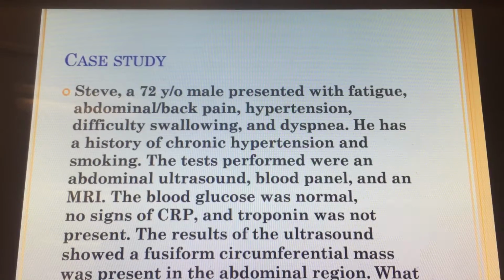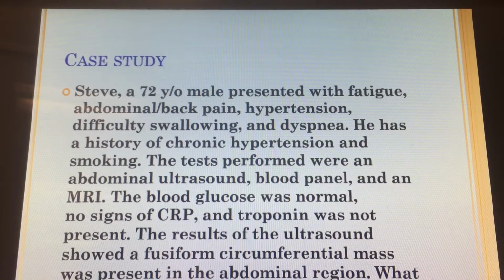Good idea. Blood glucose was normal. No signs of CRP, which is C-reactive protein, which indicates inflammation. That's something. Troponin was not present, which means he's not having a heart attack. That's good. The results of the ultrasound showed a fusiform circumferential mass. Well, stinking radiologists are always using words like that.